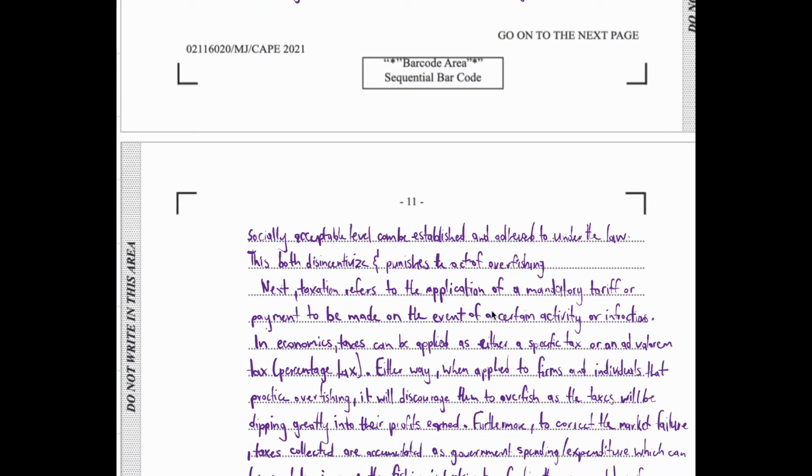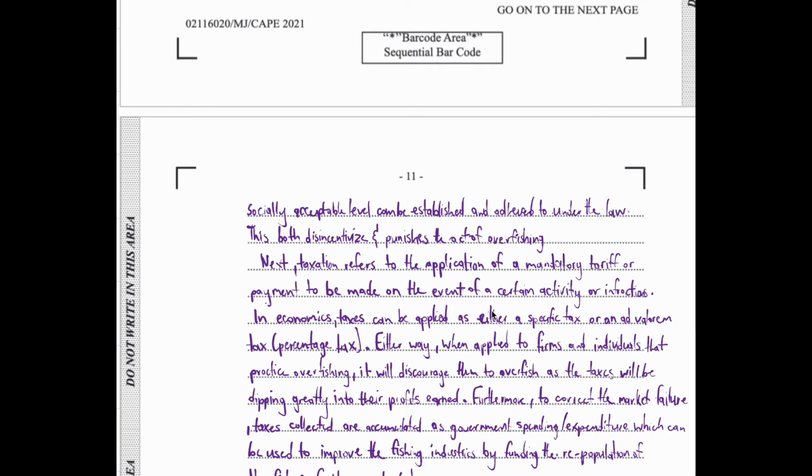Okay. Taxation now refers to the application of a mandatory tariff or payment to be made on the event of a certain activity or infraction. In economics, taxes can either be applied as a specific tax or as an ad valorem tax, that is a percentage tax. So either way, when applied to firms and individuals that practice overfishing, this will discourage them to overfish as the taxes would be dipping greatly into their profits earned.